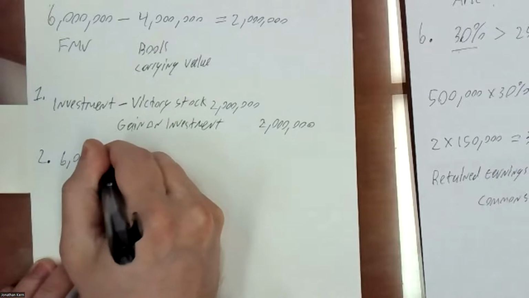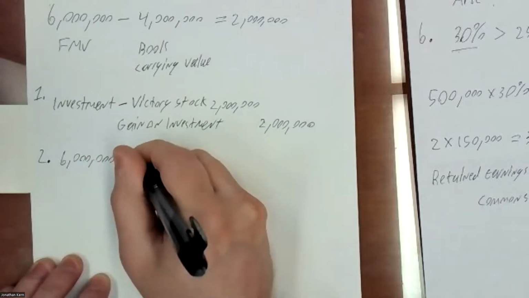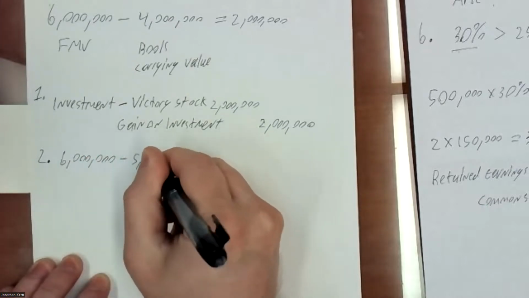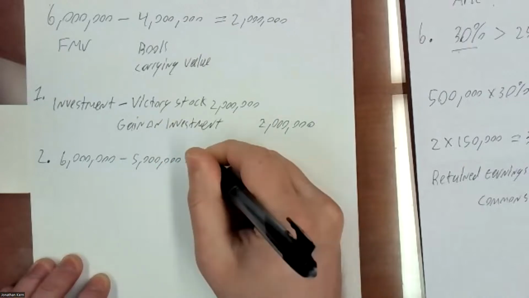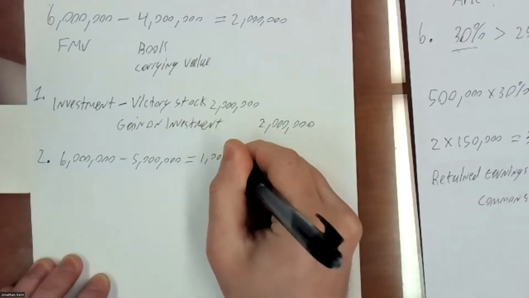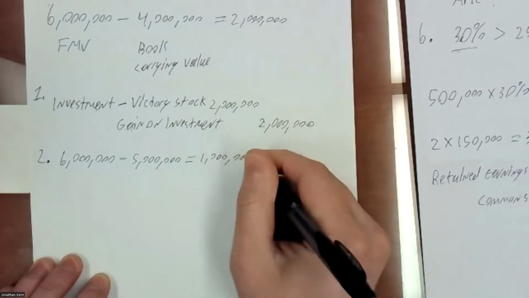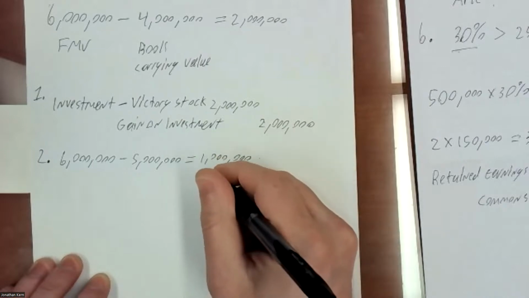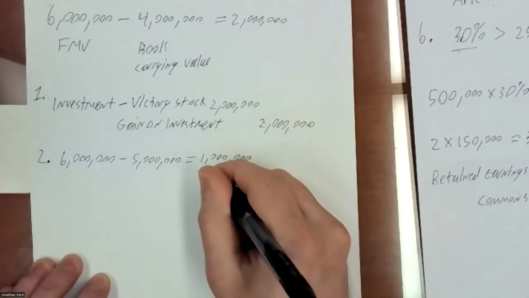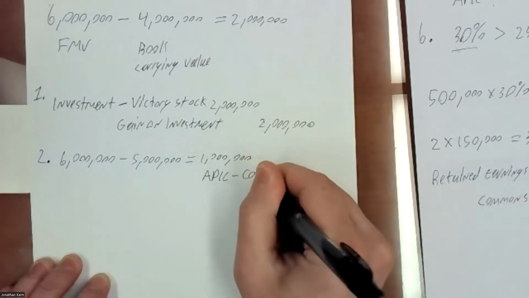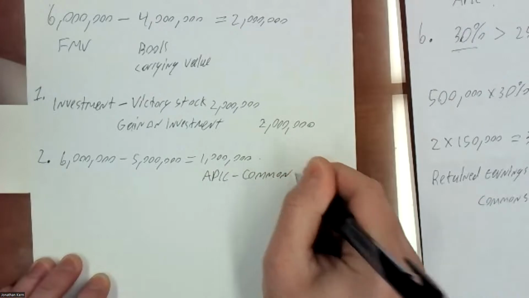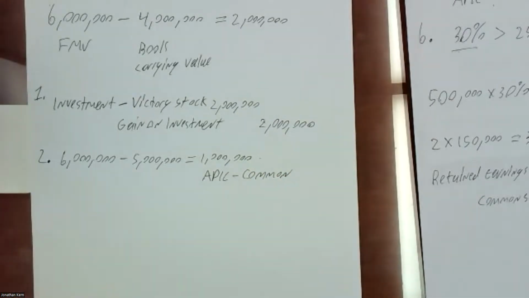So the dividend is for $6 million, and we have $5 million of retained earnings. That means this remaining $1 million, we will have to put to additional paid in capital common, or you could also call it paid in capital excess of par common.